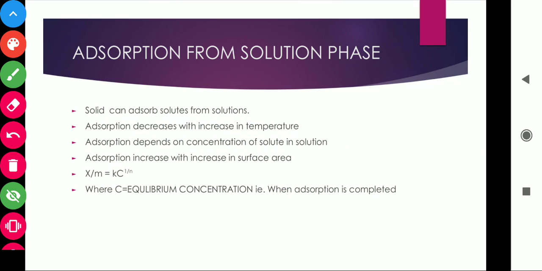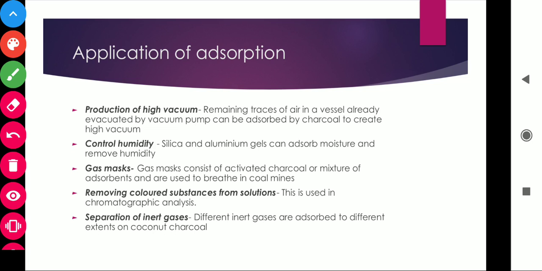Okay students, now we will discuss the applications of adsorption one by one. Adsorption means the thing is adsorbed at the surface. It is not a bulk phenomenon, only at the surface. So it is used for the production of high vacuum and to control humidity. If water gets adsorbed, then we can control the humidity.